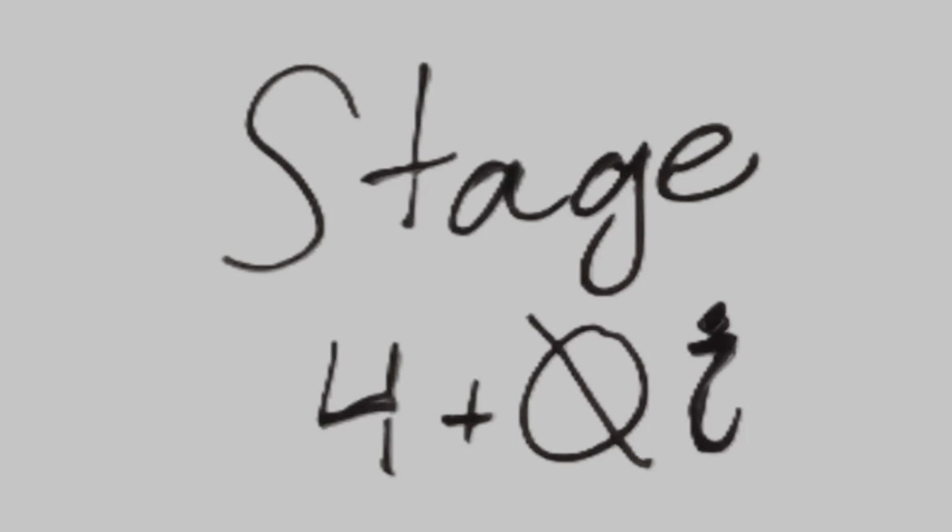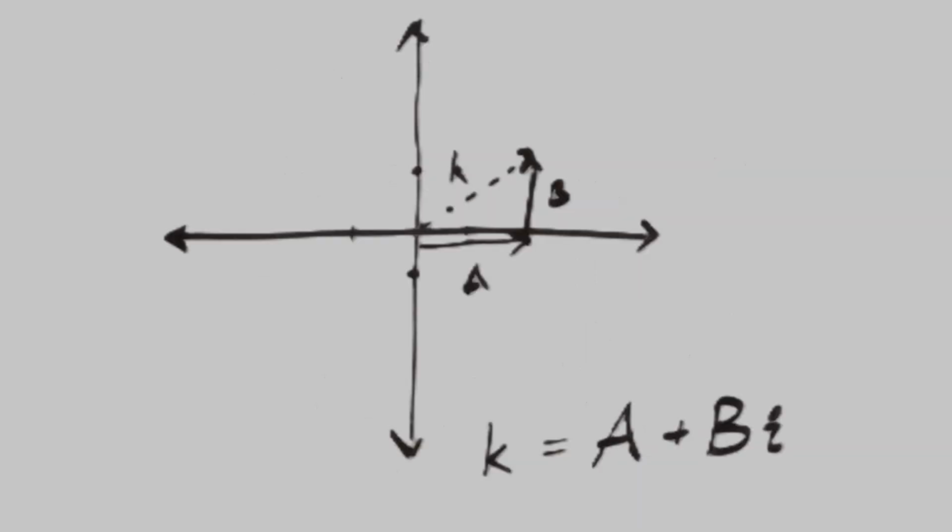And if you're in stage 4, you know that complex numbers can be represented by a vector in the complex plane. If multiplying by -1 flips the vector 180 degrees, multiplying by i rotates it by 90 degrees.